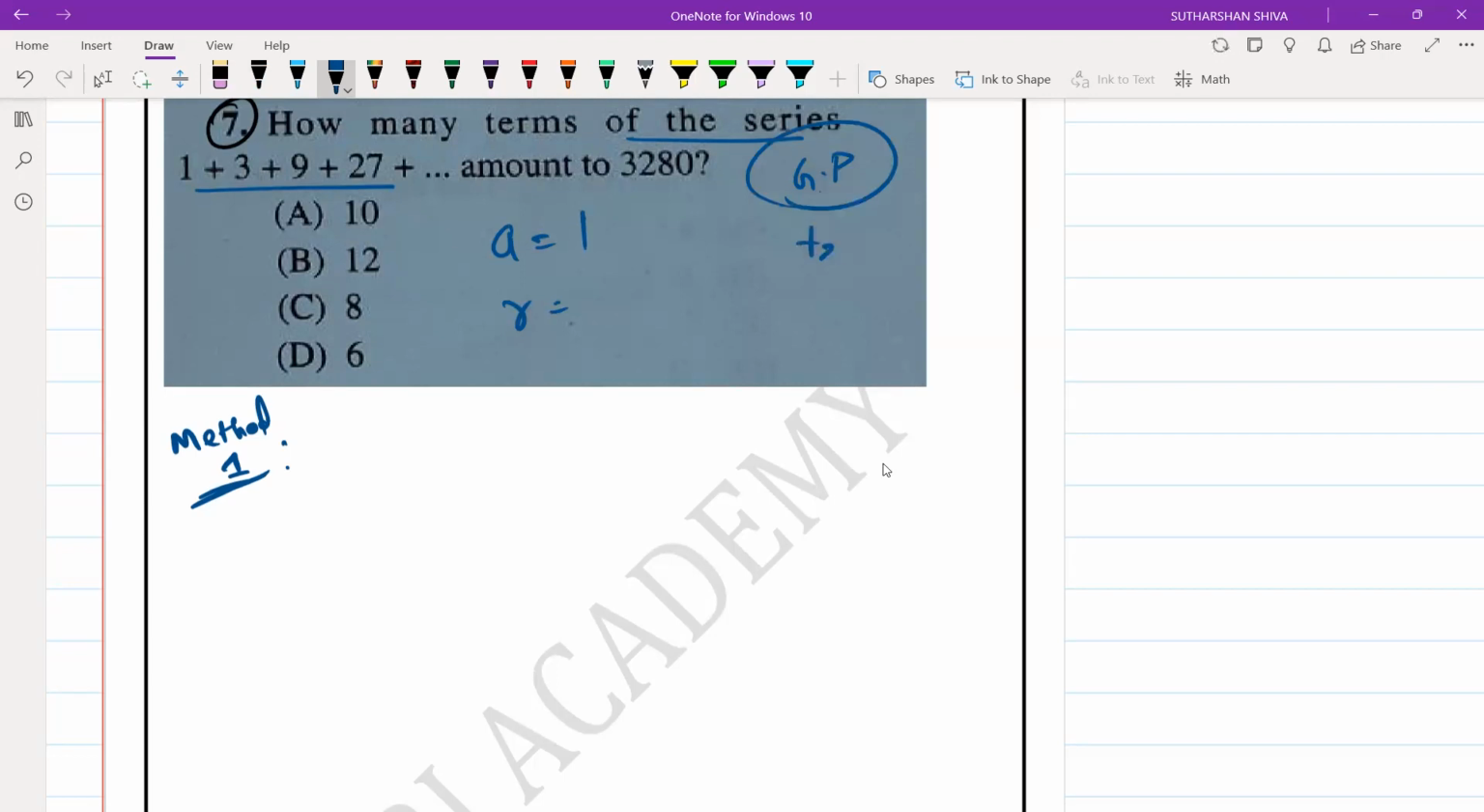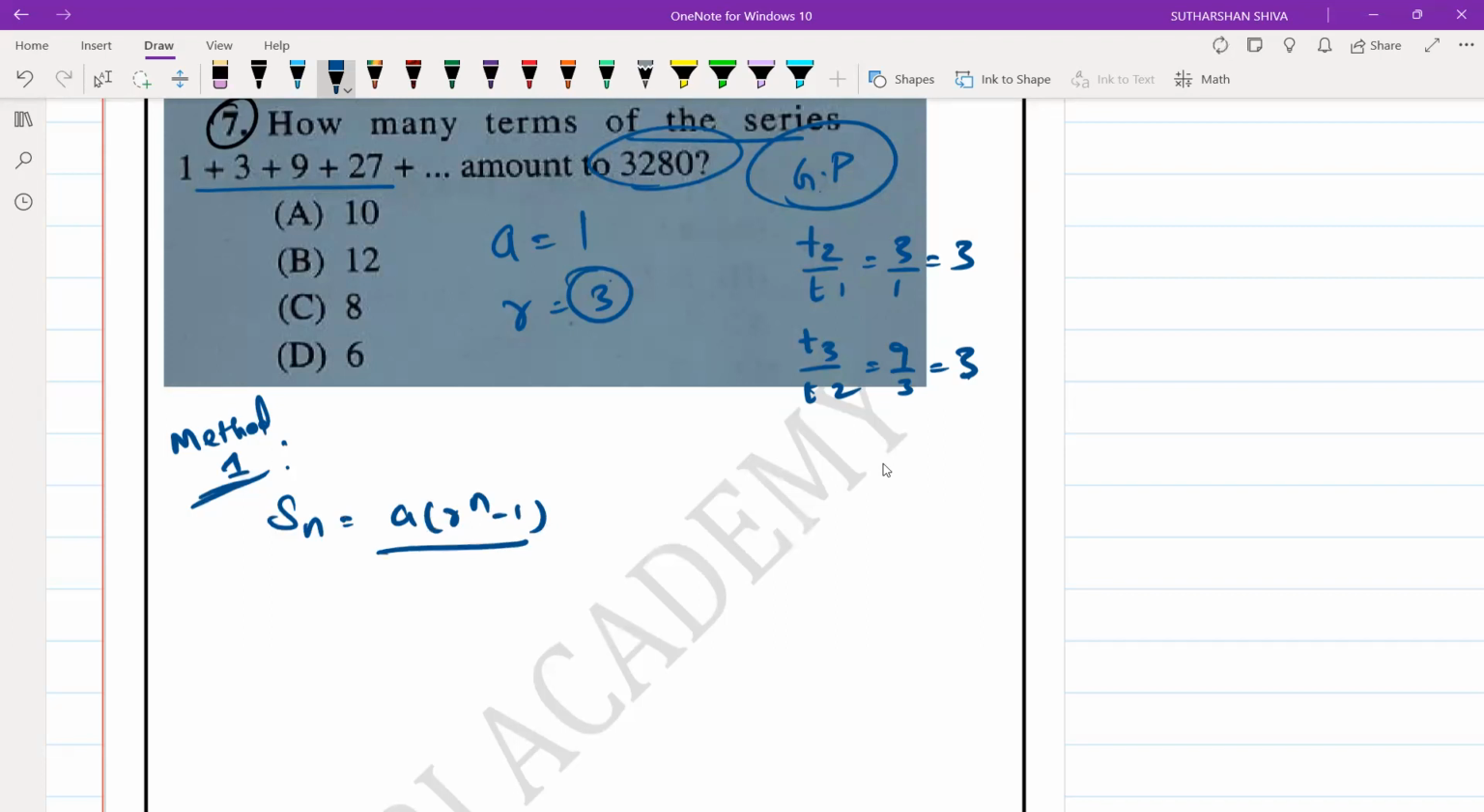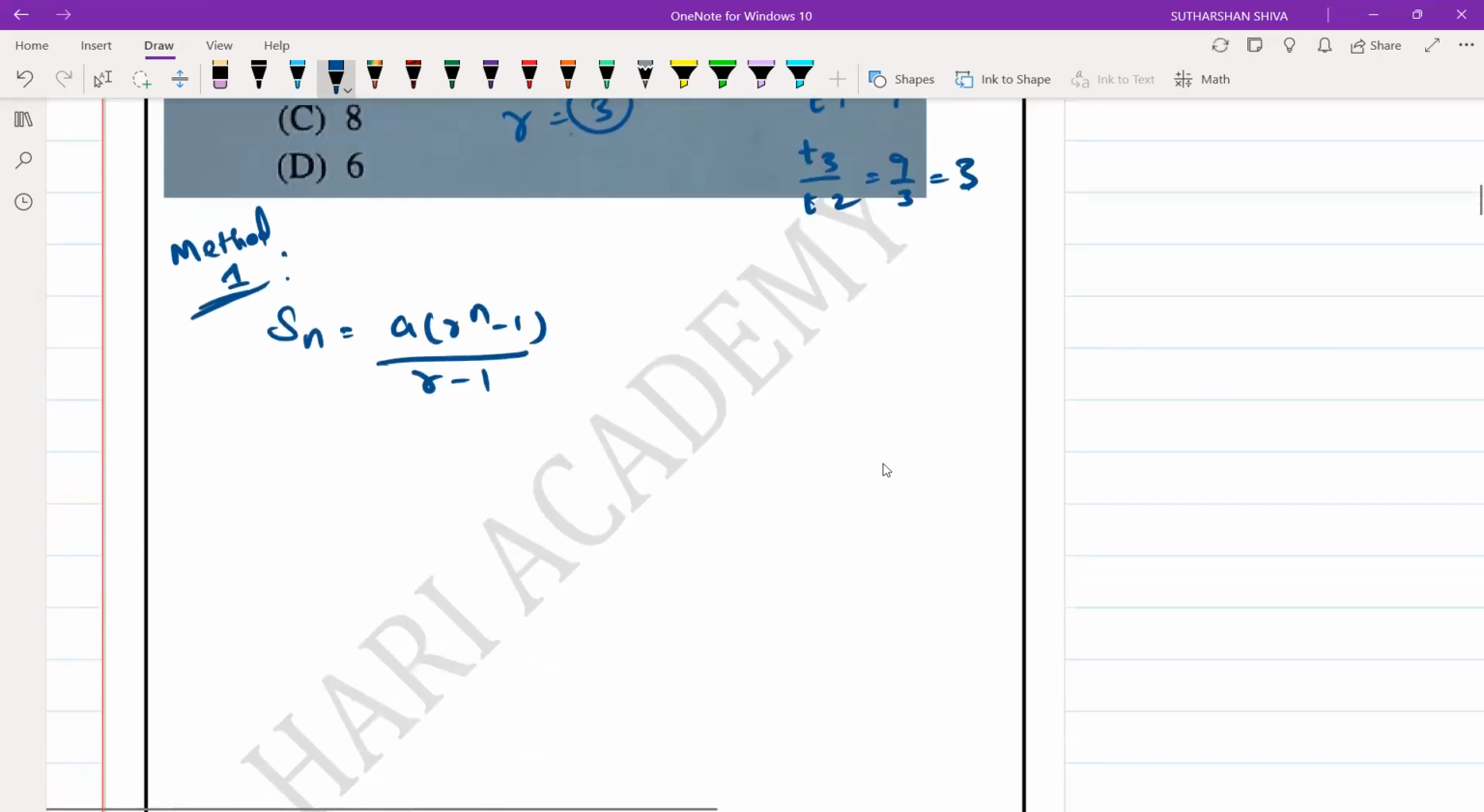How? T2 divided by T1, that is 3 divided by 1, is equal to 3. T3 divided by T2, 9 divided by 3, is equal to 3. So it is assumed to be in GP, and R is going to be 3. So the amount is the final sum they have given. What is the formula? Sn is equal to A times (R power n minus 1) divided by (R minus 1). This is the formula.